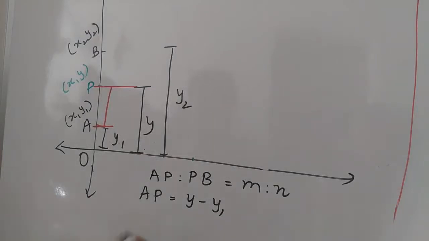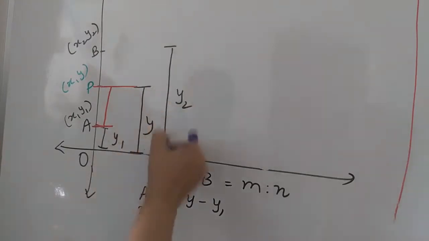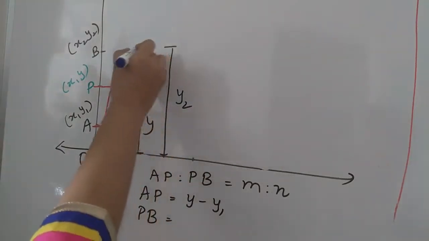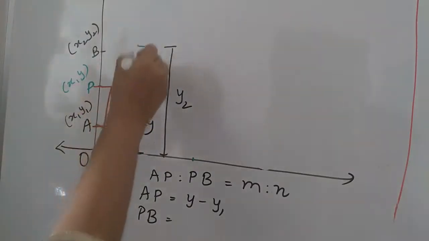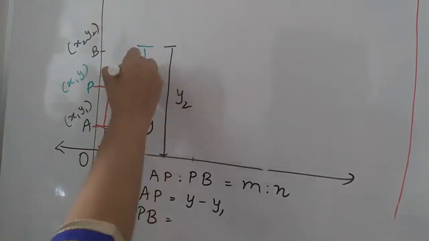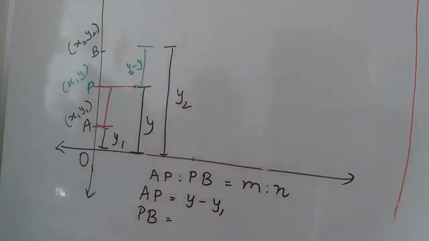Then the second, the PB ratio, is equal to that distance PB. Here you see this much is the PB distance, and for that we'll take whole y2 minus y, that is the PB distance, this to this. So here I write PB is y2 minus y, this much distance. This is our PB distance.